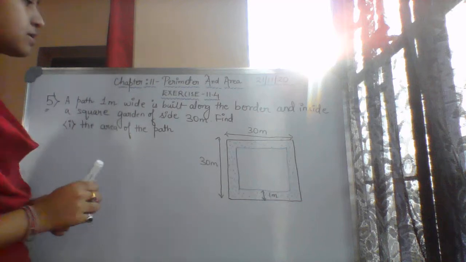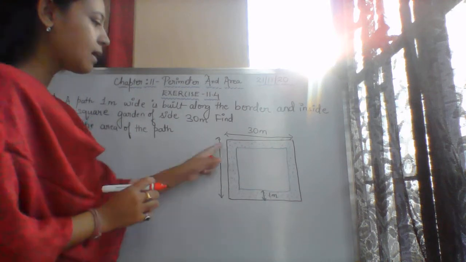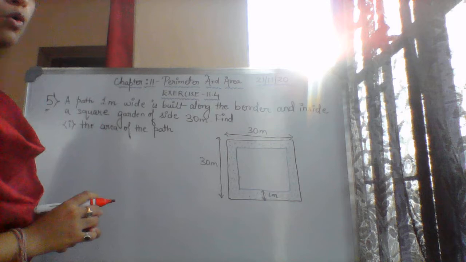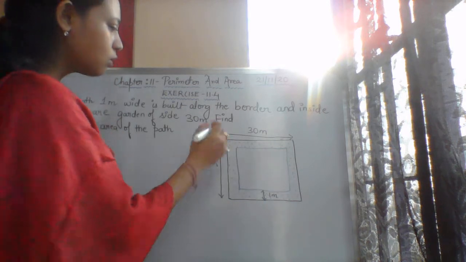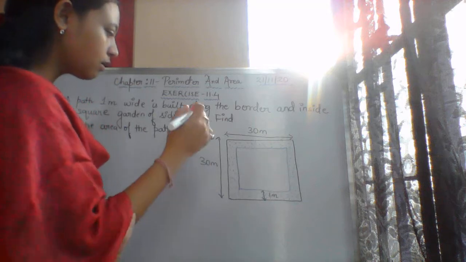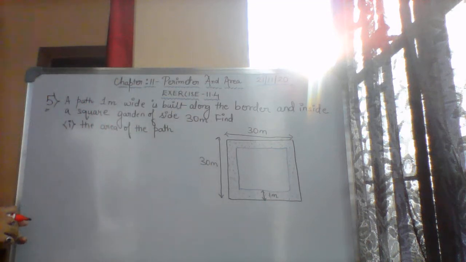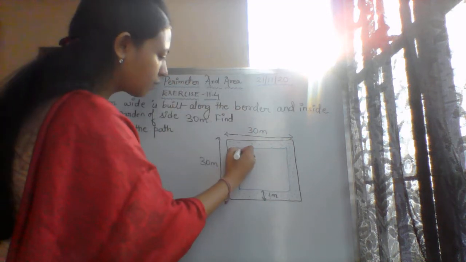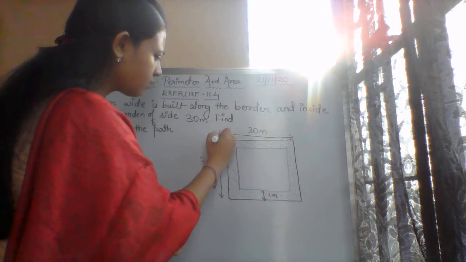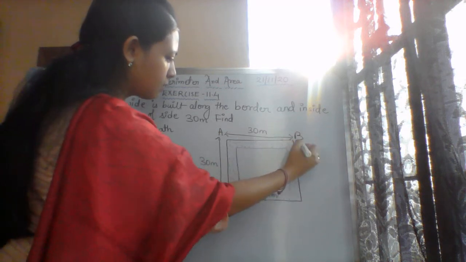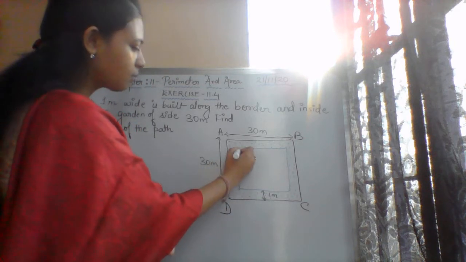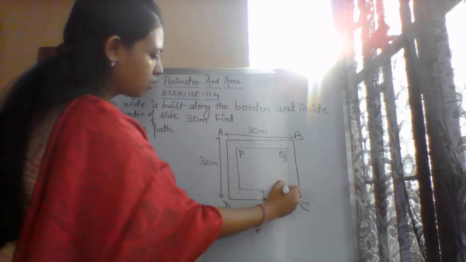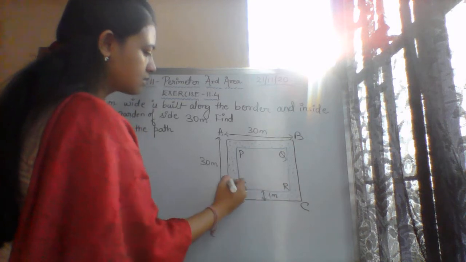Okay, for simplicity, you can name the corners. The two squares that have been formed here, you can name them. It will be easy to write in your solution. So you can name this bigger square as A, B, C, D, and this one you can name as P, Q, R, S.